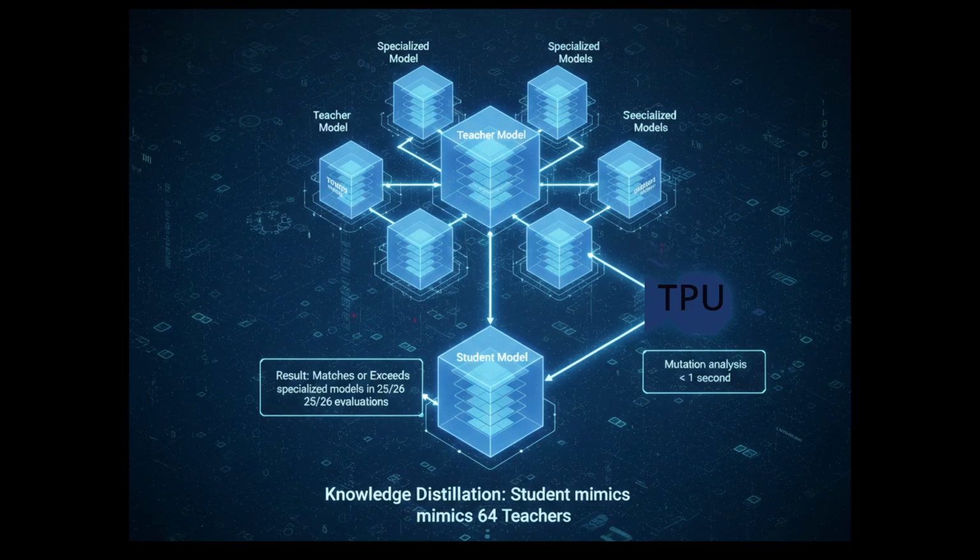Processing a million bases is a massive memory challenge, so AlphaGenome uses sequence parallelism, splitting the workload across 8 interconnected TPU chips. To make it fast enough for daily research, the team used knowledge distillation. They trained a single student model to mimic 64 specialized teacher models.